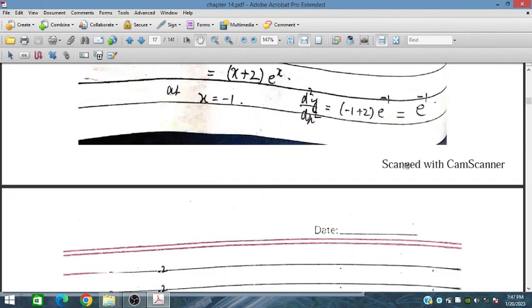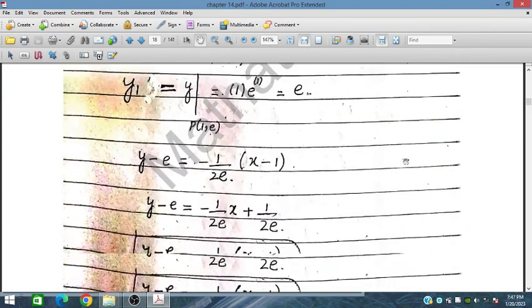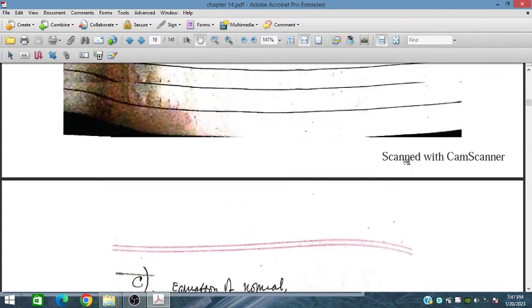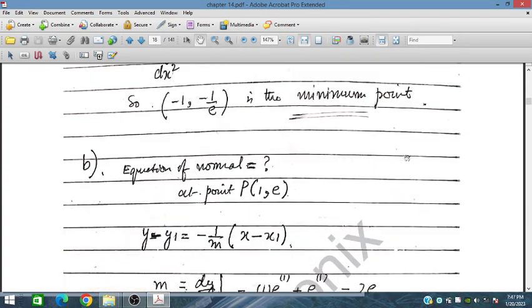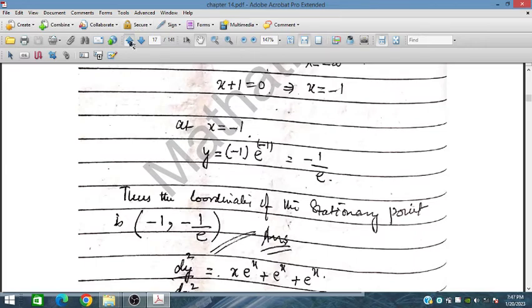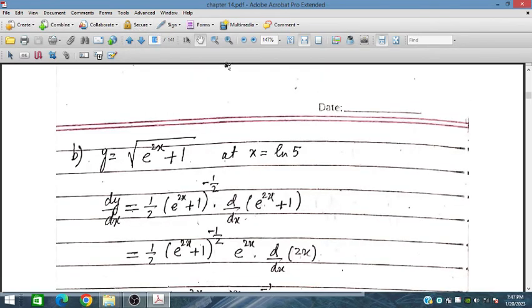Similarly, question number 5 can be solved. So we will discuss this question 5.